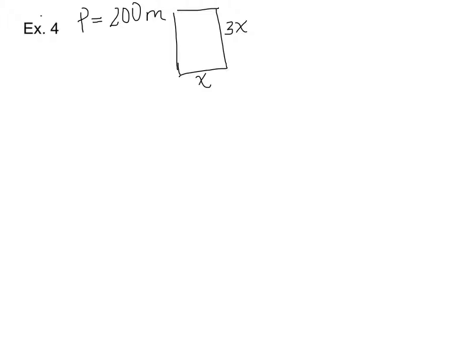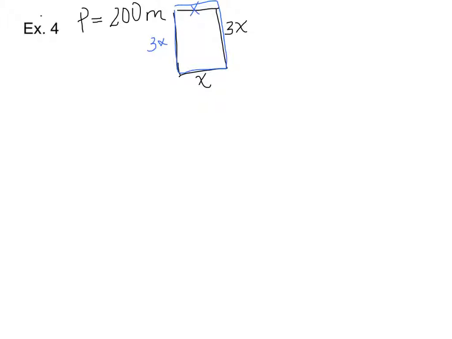Okay, if you remember perimeter meaning the distance all the way around your rectangle. So that means you would add up all the sides. And if you remember on a rectangle, we know that the opposite sides are equal. So if this is X, that means this is also X. If this is 3X, this is also 3X.